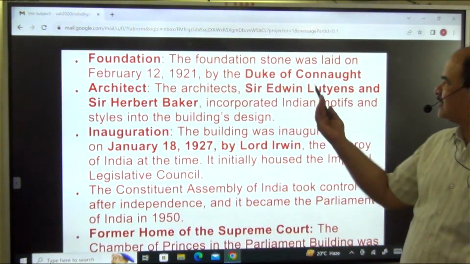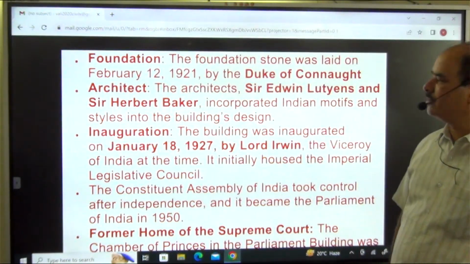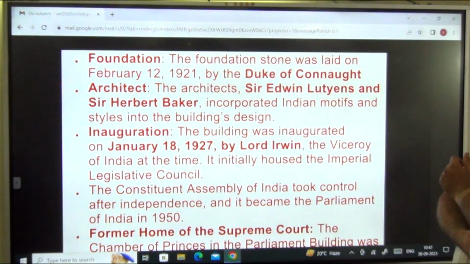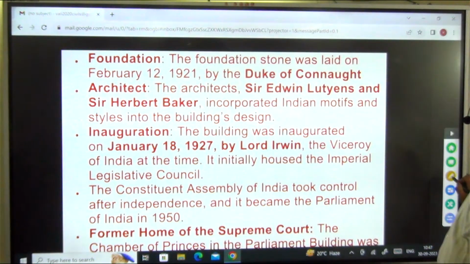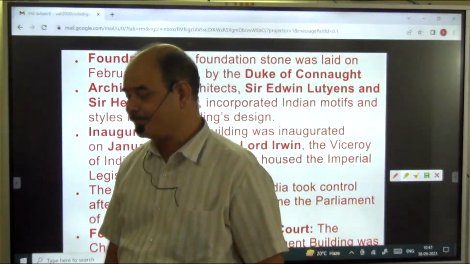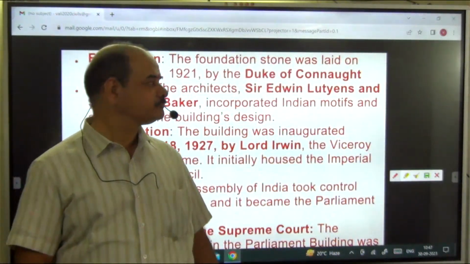And the architects, as known by name, are Sir Edwin Lutyens and Sir Herbert Baker, because New Delhi was also planned by Sir Edwin Lutyens. Okay?